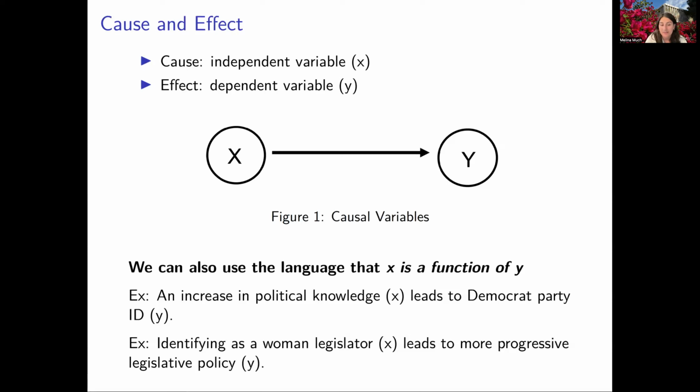What are some examples of this? An increase in political knowledge, which is our X, leads to Democratic Party ID, which is our Y. That was an earlier example that we used, right? Another similar kind of logic we can use with the X's and Y's is identifying as a woman legislator, that's our X, or independent variable, leads to more progressive legislative policy, which is our Y, right? So the independent variable there is woman legislator, and that changes or causes different kinds of policy, which is our Y.